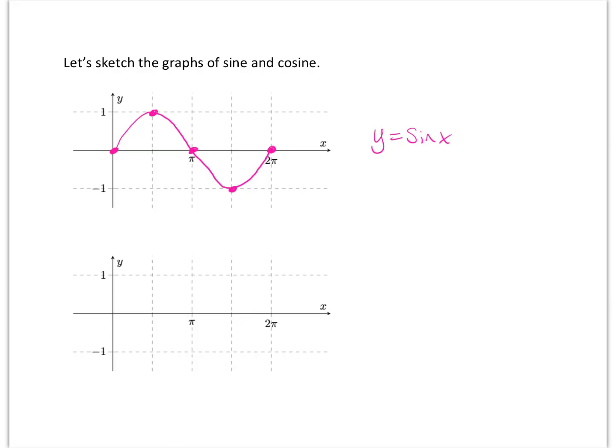Okay, and then I'm going to graph y equals cosine x on the next set of axes, and cosine starts at its max and ends at its max, hits a min halfway between, and then zeros halfway between the maxes and mins. And so my graph, when I do a nice smooth curve, looks like this.